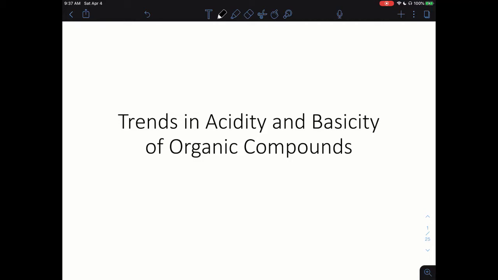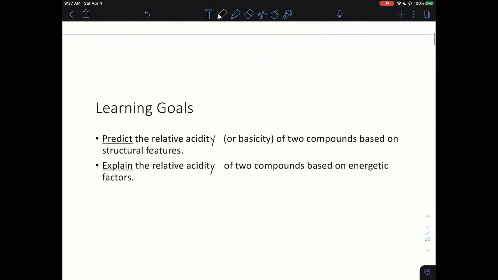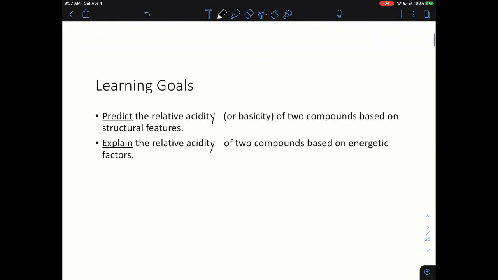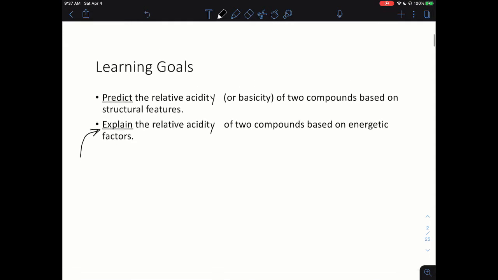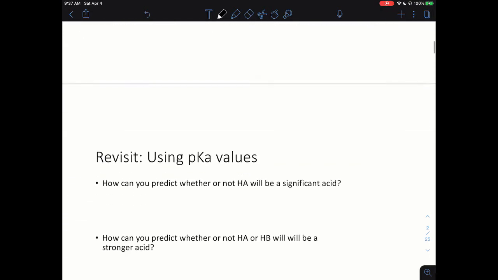In this video, we're going to discuss trends in acidity and basicity of organic compounds. Our goals are for you to be able to predict the relative acidity or basicity of two compounds based on structural features. So compound A is more or less acidic than compound B, and then explain your reasoning, which is the second goal here, explaining your reasoning based on energetic factors.